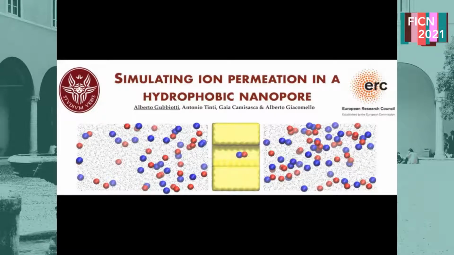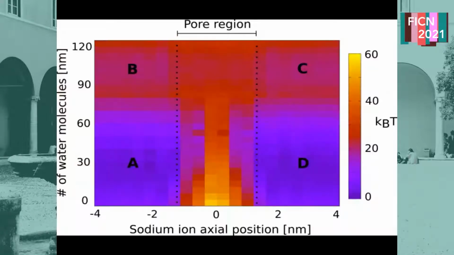By studying this system, we want to understand how different the permeation of ions is depending on the pore state. We computed the free energy of our system performing restrained molecular dynamics simulations. The free energy was computed as a function of two variables, the axial position of the ion and the number of water molecules inside the nanopore. We observed 4 minima, corresponding to the two possible states of the pore, dry and wet, and to the ion being far from the pore on the left or on the right side.